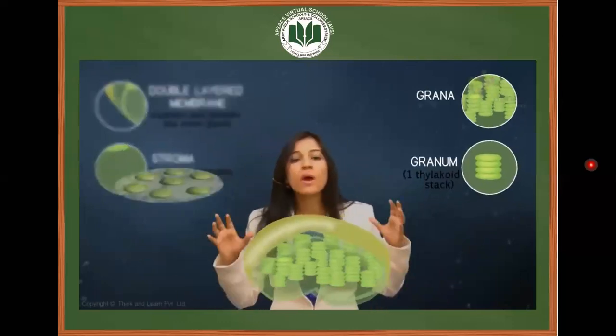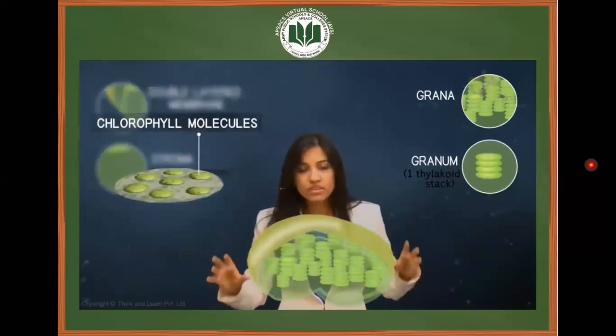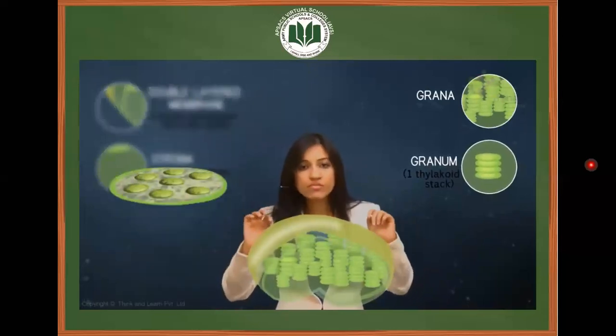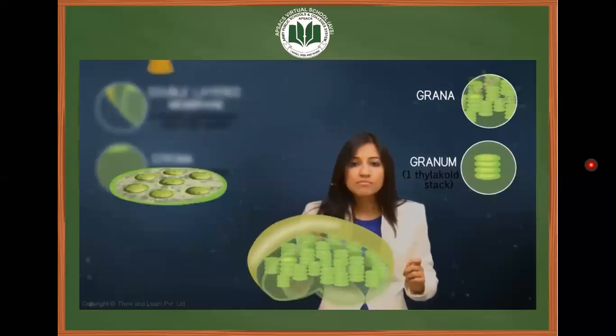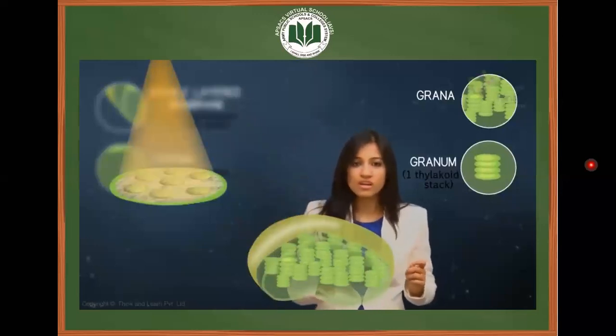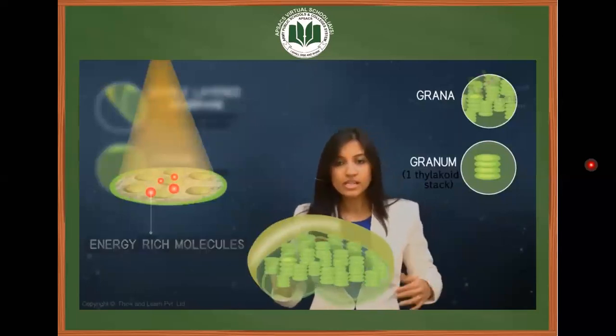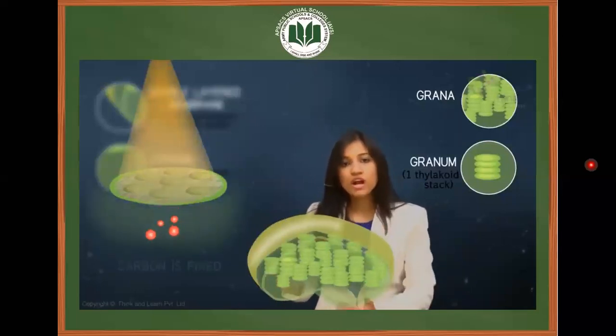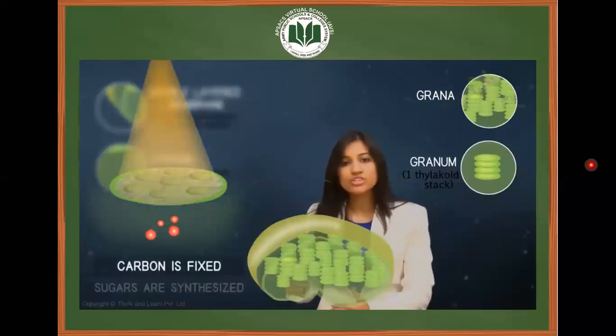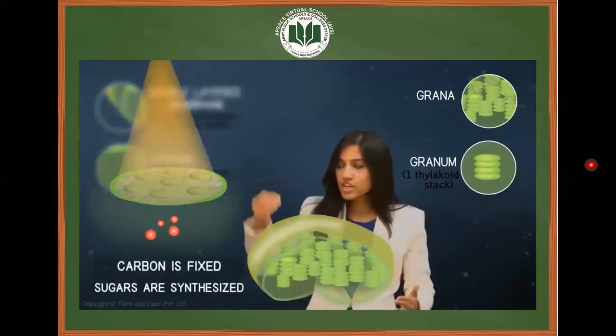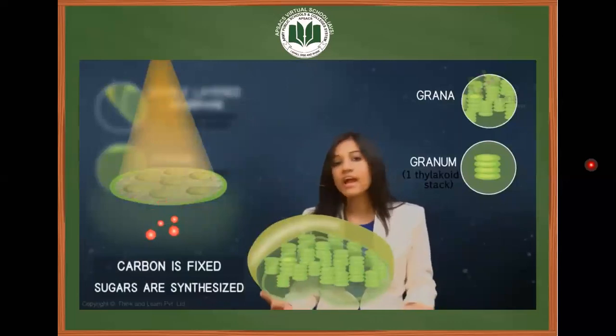So chlorophyll molecules sit on the surface of each thylakoid and capture light energy from the sun, like sunbathing. As energy-rich molecules are created, they move to the stroma where carbon can be fixed and sugars can be synthesized. So this is how the process actually happens.